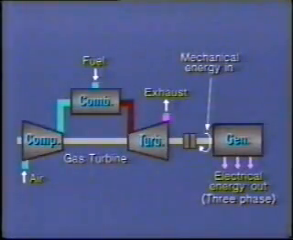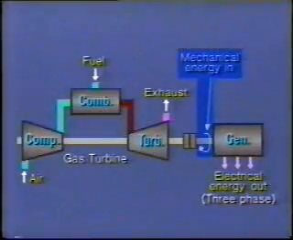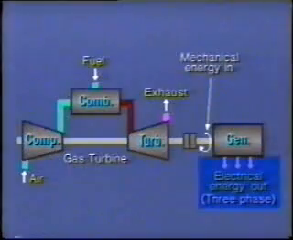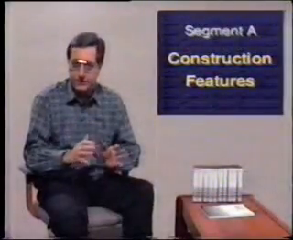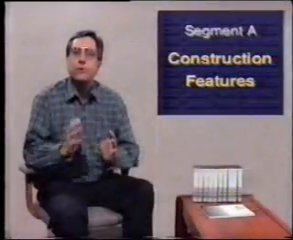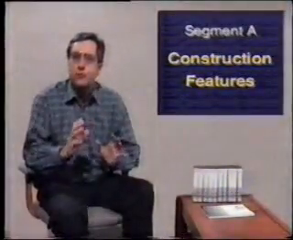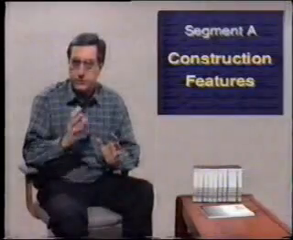The purpose of the generator is to receive the rotating mechanical energy which is produced in the turbine and convert this into usable electricity at a specified terminal voltage. All modern power generators produce three-phase power. We'll be discussing this in greater detail later in this tape, but at this point, we're focusing our attention on the physical arrangement of the components which make up the generator.